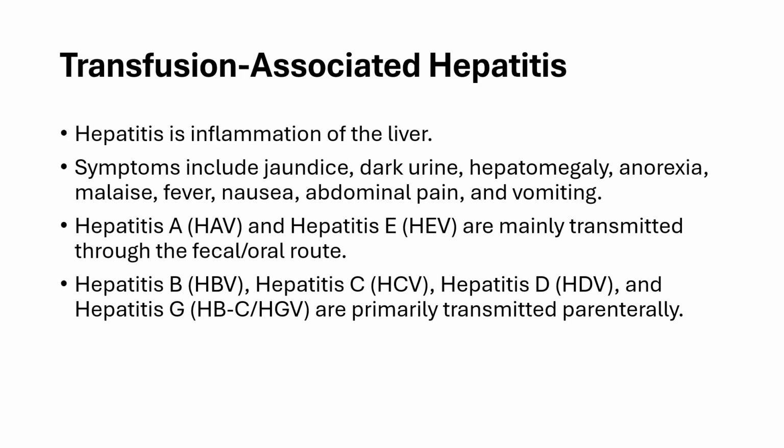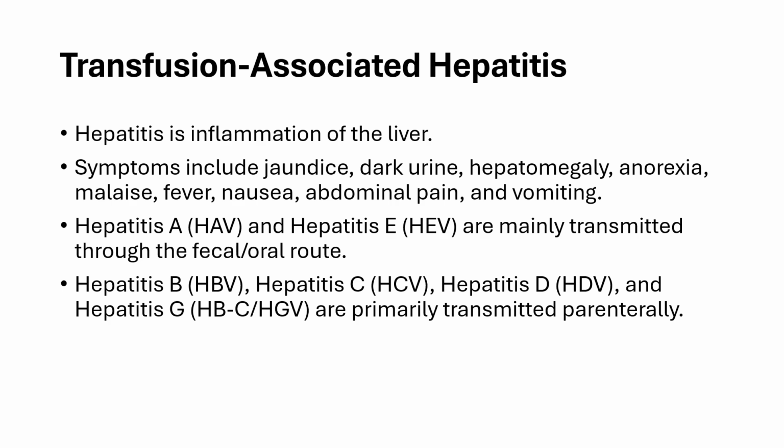For hepatitis overview, hepatitis refers to inflammation of the liver, which can be caused by various viruses. Common symptoms include jaundice, which is yellowing of the skin and eyes, dark urine, enlargement of the liver, loss of appetite, general malaise, fever, nausea, abdominal pain, and vomiting. There are different types of hepatitis viruses. These are classified mainly by their mode of transmission.